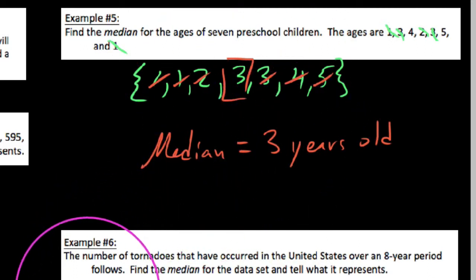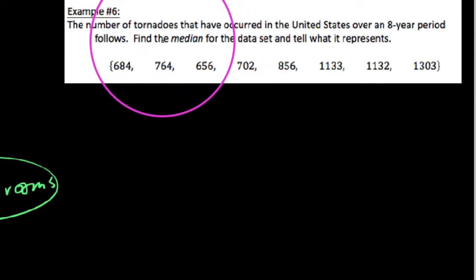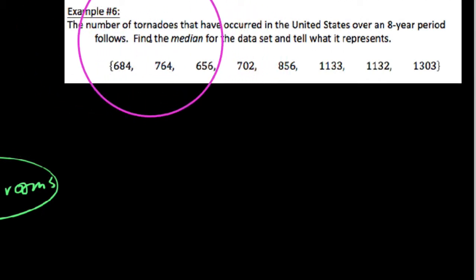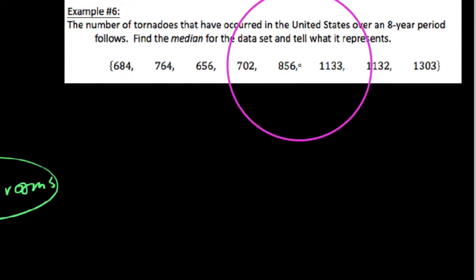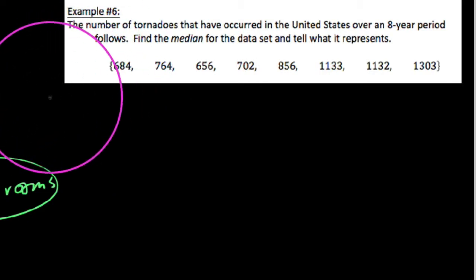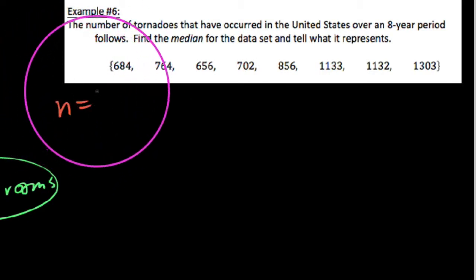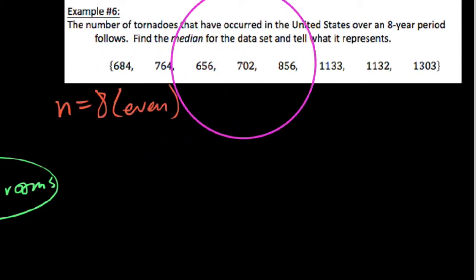Okay. This last one here, number 6, it says the number of tornadoes that have occurred in the United States over an 8-year period are as follows. I want to find the median of this data set, tell what it represents. Interesting thing I want to point out is this. We have 1, 2, 3, 4, 5, 6, 7, 8 data. So what's going to happen when we count in from the outsides and have an even number of data, where n, in this case, is 8, which is even.